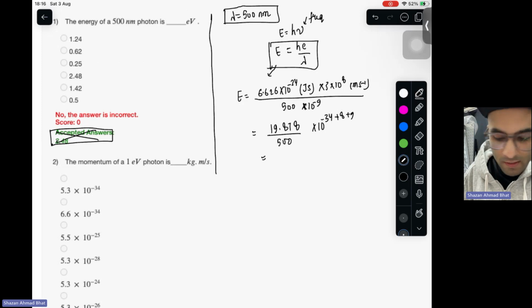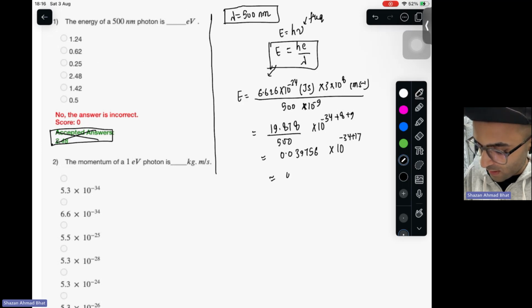And when you divide this by 500, you're going to get 0.039756 into 10 to the power, this is minus 34 plus 17. So you get 0.039756 into 10 to the power minus 17 J.